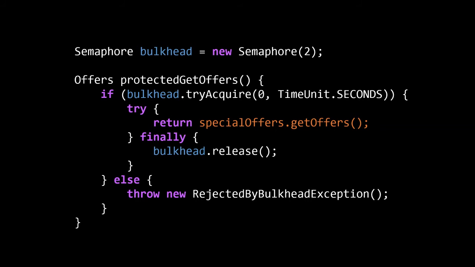But if the acquire call returns false, it means that there are already 2 threads using the special offer service, 2 threads waiting for the reply. There are no permits left. We throw a rejected by bulkhead exception.